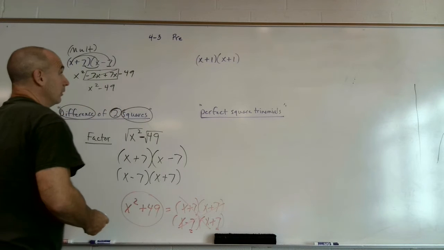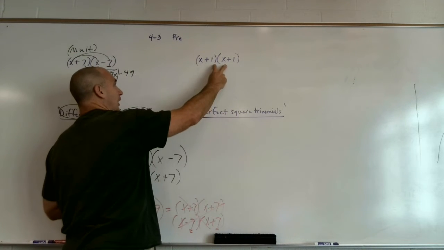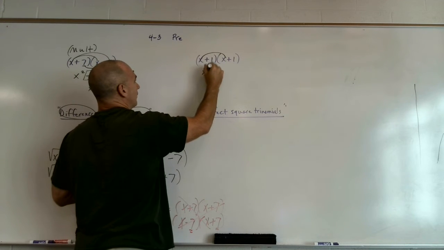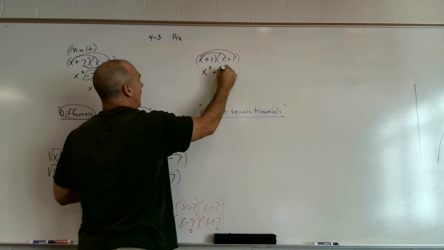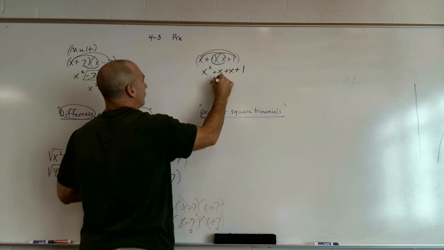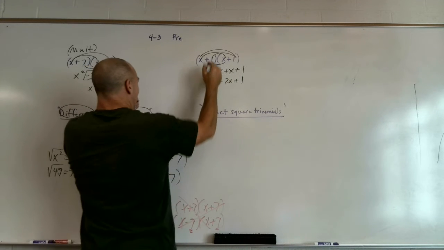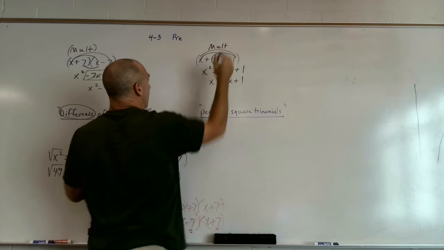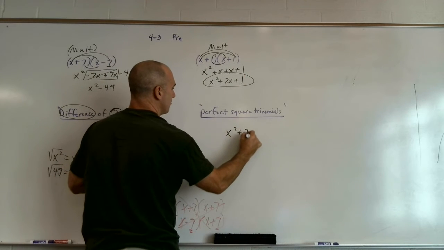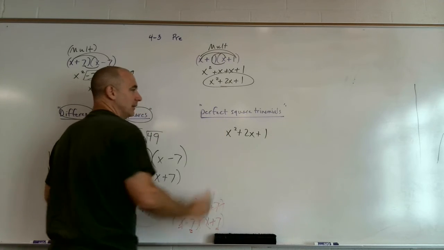Okay. So now, perfect square trinomial. Well, here's the thing. If I was to FOIL this out, I'd go x times x is x squared, plus x, plus x, plus 1. I get x squared plus 2x plus 1. Now, that's if the instructions were to multiply. What if I have this as my problem and it said factor it?